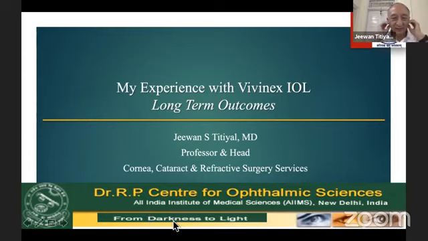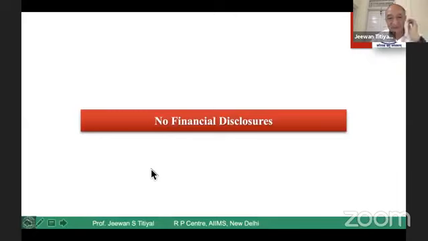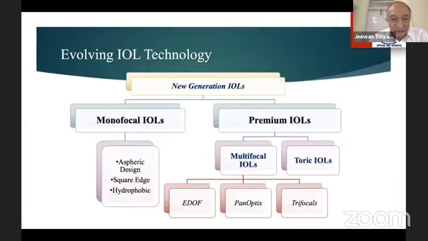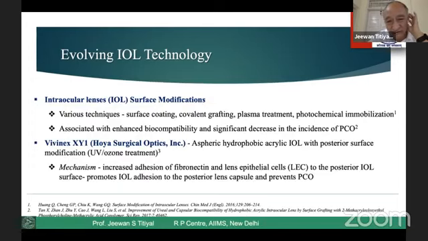Okay, thank you. Let me start with my experience with the Hoya Vivinex IOL. I've been using their lenses for almost 3 years plus, maybe 4 years now, and I've been with them for a very long time in terms of analyzing their patients. No financial disclosure. We have had various generations of IOLs, and we looked into our premium IOLs, the IOL designs, and their relationship to the posterior capsule in terms of decreasing posterior capsule opacification, which is a major concern for all of us, for patients' benefit in terms of long-term clarity of the capsule.